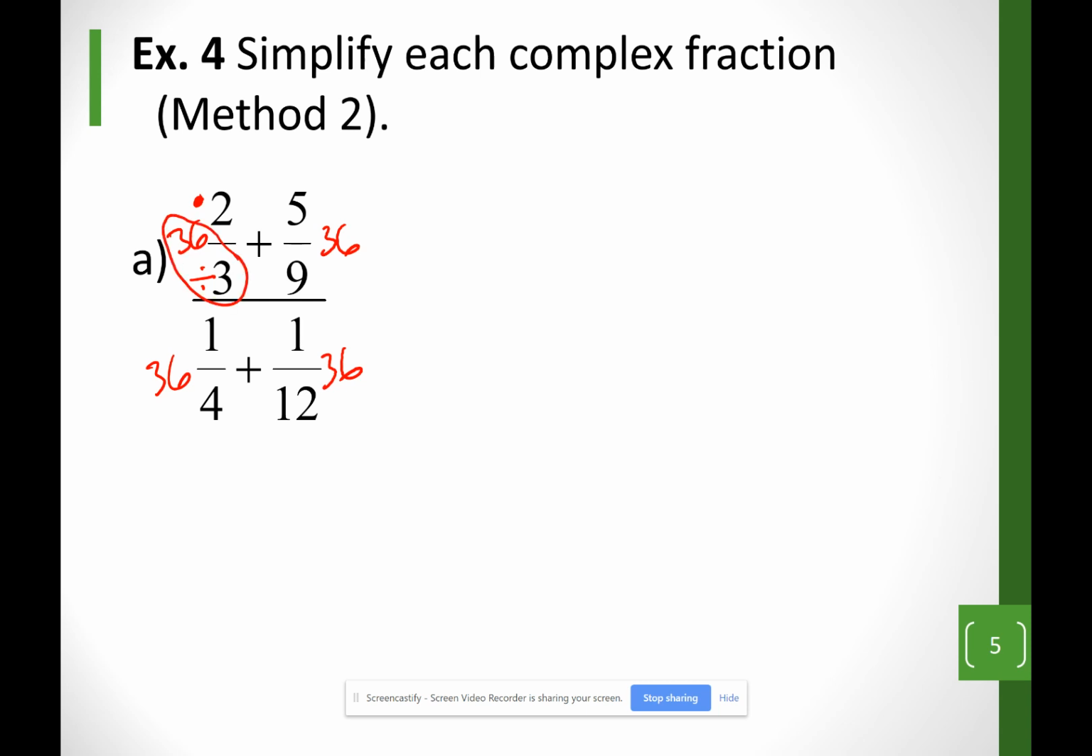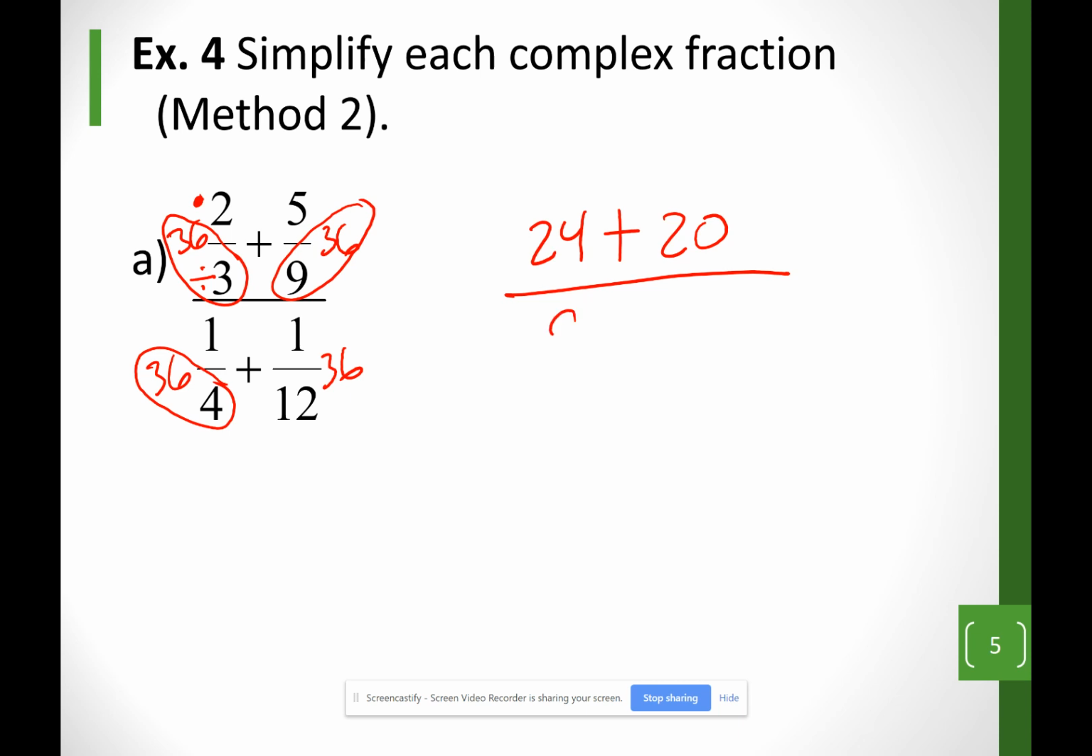36 divided by 3, that's 12. And then my result, I'm going to multiply to the top number. So 12 times 2, that gives me 24 on top. And I have a plus sign. Here I'm going to go 36 divided by 9. That's 4. Multiply it to the number on the top. So I get a 20. On my bottom fraction, I'm going to go 36 divided by 4. That's 9. 9 times the top gives me 9. There's my plus sign. 36 divided by 12, that's 3 times my top number.